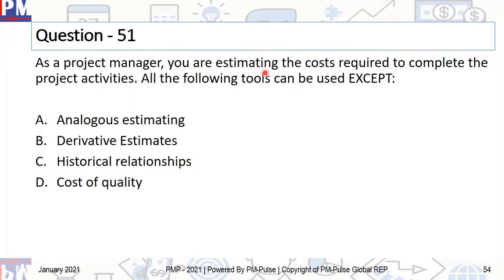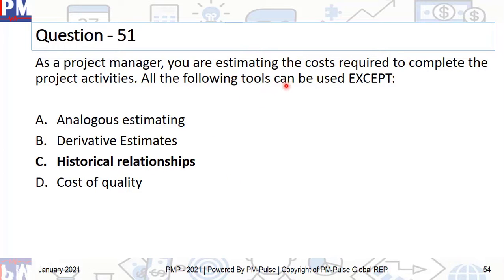As a project manager, you are estimating the cost required to complete the project activities. All the following tools can be used except: A, analogous estimating; B, derivative estimates; C, historical relationships; and D, cost of quality. And the correct answer is historical relationships.